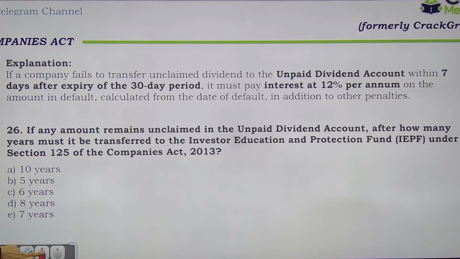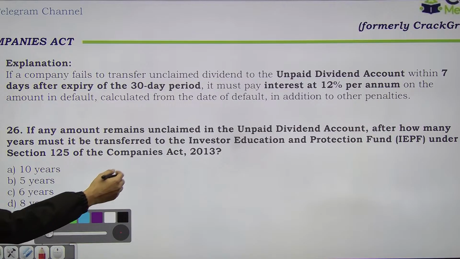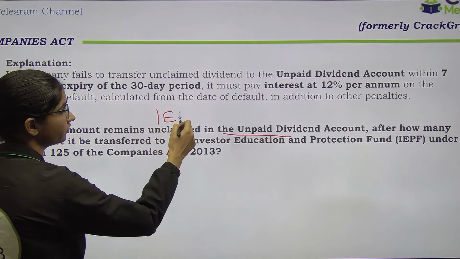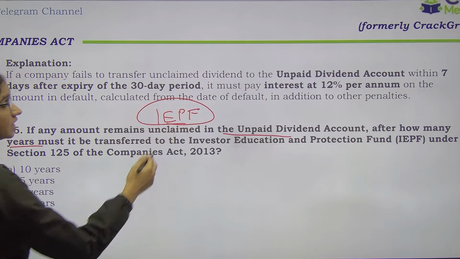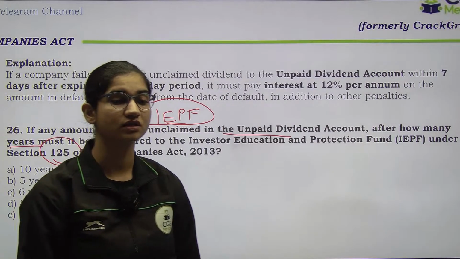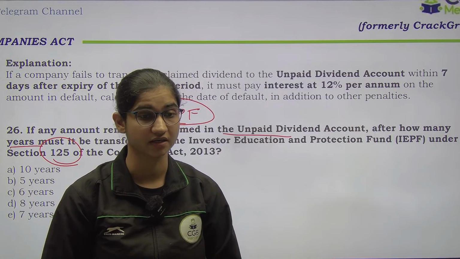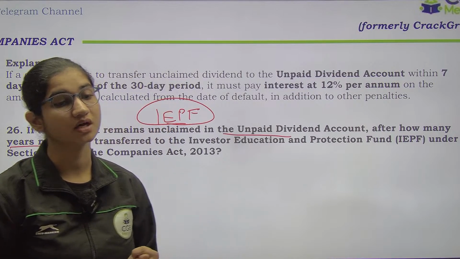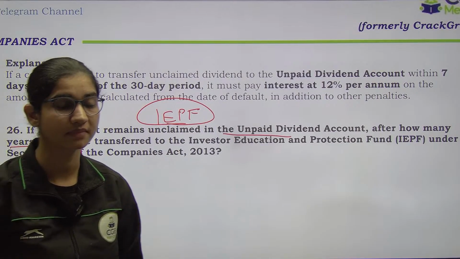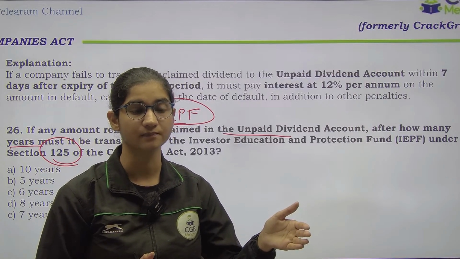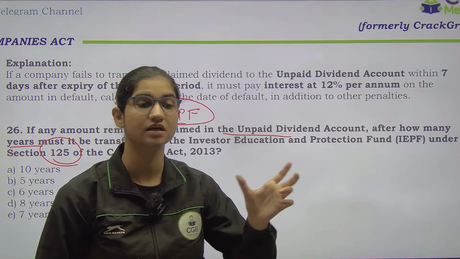Question number 26 is asking you: if any amount remains unclaimed in the unpaid dividend account after certain years, must it be transferred to IEPF? So there is a fund where unclaimed amount will be transferred under section number 125. Please remember the section for the IEPF fund, it is 125, right? In the previous question we have seen that if the dividend has not been claimed by the shareholder within the 30 days, then it will be transferred to the unpaid dividend account in the next 7 days, right?